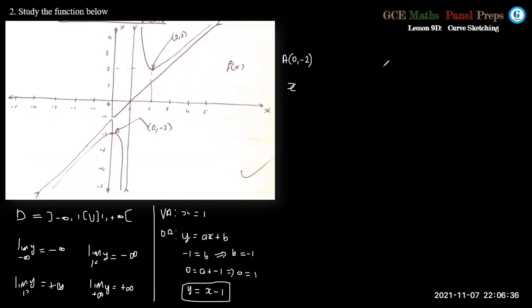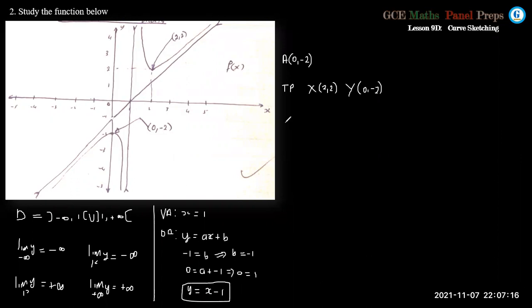Now, I skipped something: the turning points first. We have two turning points. You can see this turning point here, (2, 2), and this other turning point here, where x is 0 and y is -2.